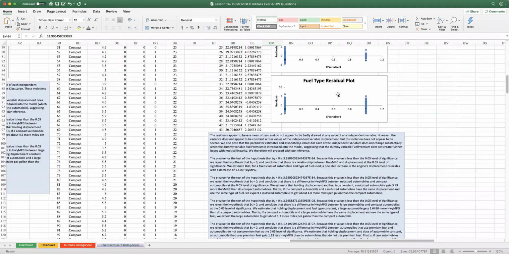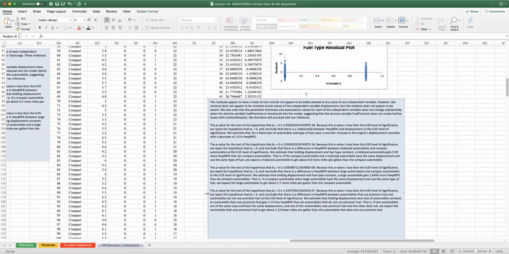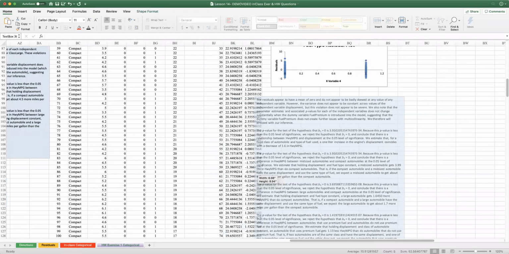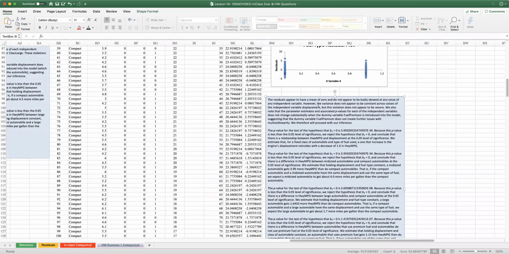All right, let's read through what I got here. All right, I'm gonna resize. Get this over here. The residuals appear to have a mean of 0 and do not appear badly skewed at any level of the independent variable. However, the variance does not appear to be constant across the values. So I already talked to you about that.